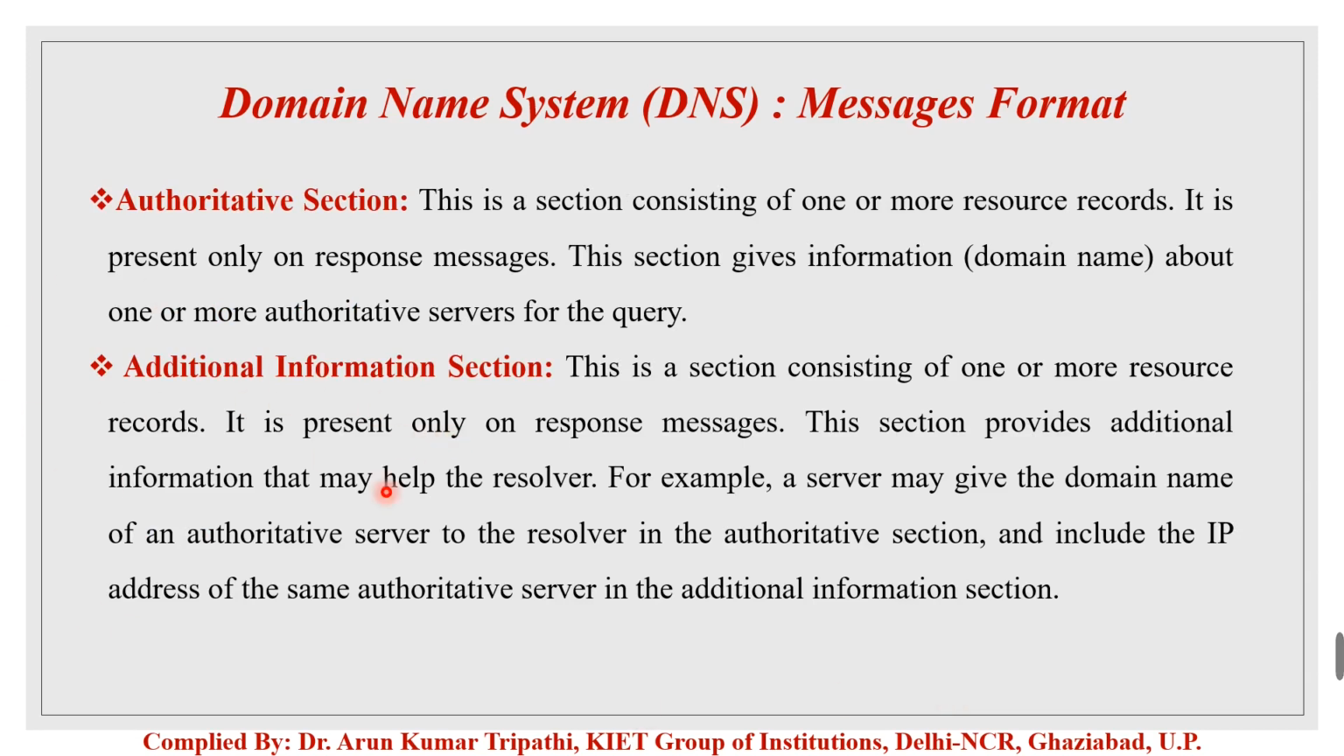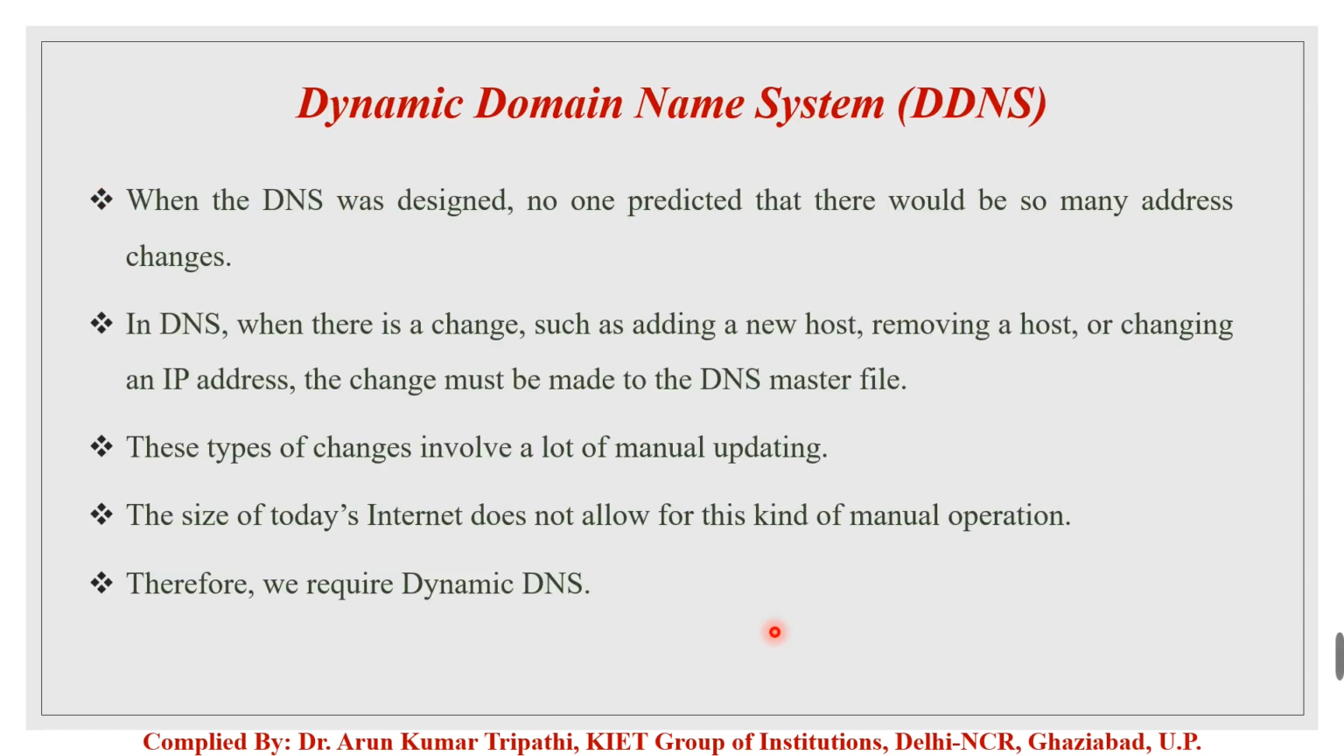And the last one is the additional information section. This section consists of one or more resource records. It is present in the response message only. This section provides additional information that may help the resolver. For example, if a server gives the domain name of an authoritative server to the resolver in the authoritative section, it can include the IP address of the same authoritative server in the additional information section. So these are the basic message formats.